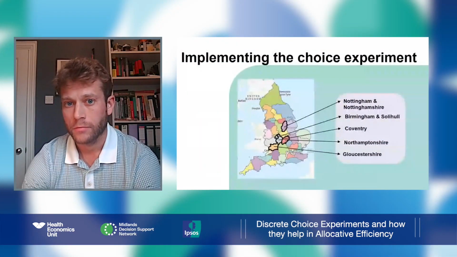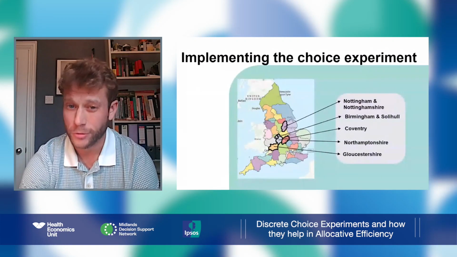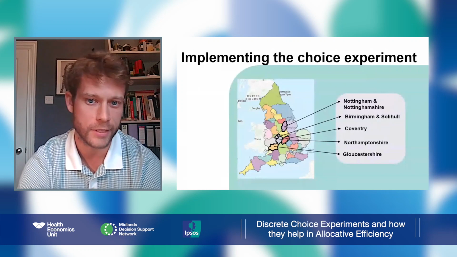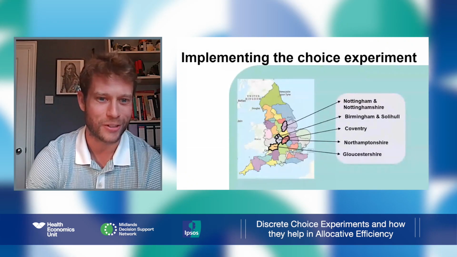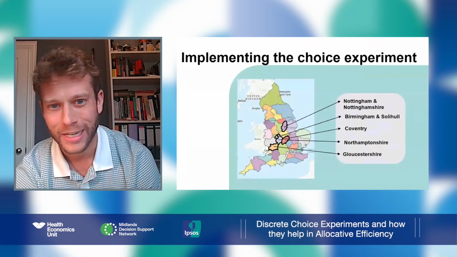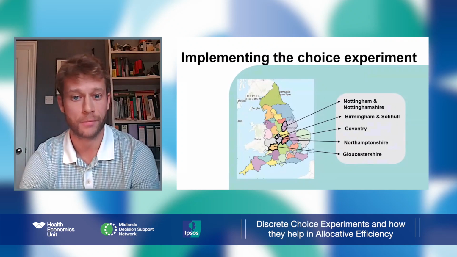Now that I discussed how we designed the experiment, it's important to understand how we disseminated it. We did this, well, the HEU did this with very strong support of 5 integrated care systems. These systems, as you can see on this illustration of England, are Nottingham and Nottinghamshire, Birmingham and Solihull, Coventry, Northamptonshire and Gloucestershire.